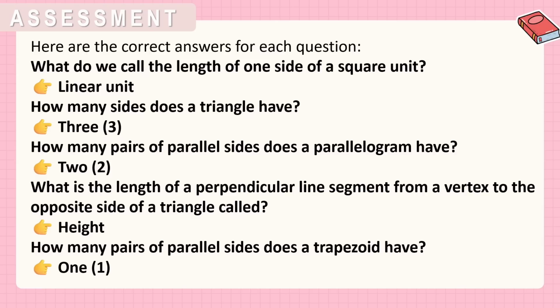Okay, so we have here the answers for each question. What do we call the length of one side of a square unit? We call that a linear unit. How many sides does a triangle have? So of course 3. How many pairs of parallel sides does a parallelogram have? 2. What is the length of a perpendicular line segment from a vertex to the opposite side of a triangle called? It is the height. And how many pairs of parallel sides does a trapezoid have? So only 1.